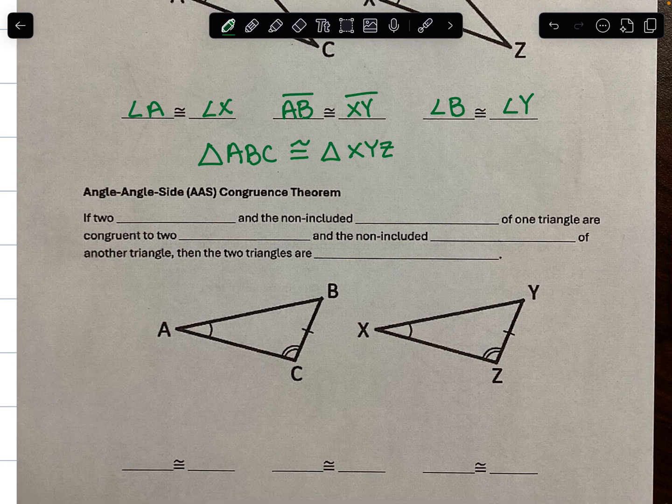Last one for today. Angle, angle, side. It says if two angles and the non-included side, which means it can't be between the two, because if it was between the two angles, we would still be doing angle, side, angle, right? So two angles and the non-included side of one triangle are congruent to two angles and the non-included side of another triangle, then the two triangles are congruent.